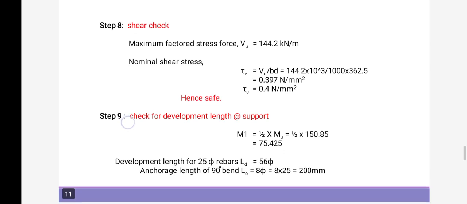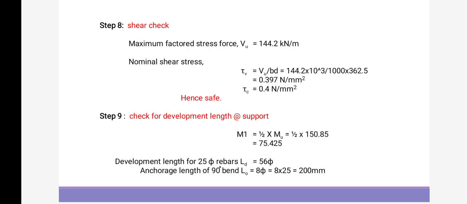Next to find out the check for shear. So first to check for shear, find out the maximum factored shear force VU, 144.2 kilonewton per meter. Then nominal shear stress tau V is equal to VU divided by B into D. So tau V is equal to 0.397 Newton per mm square, and tau C is equal to 0.4 Newton per mm square. So hence it is safe.